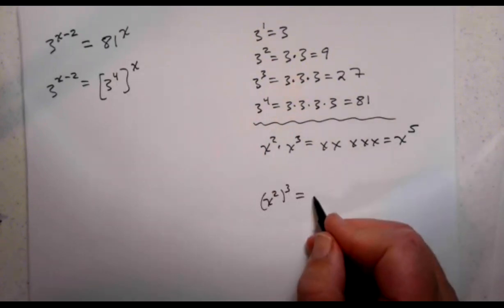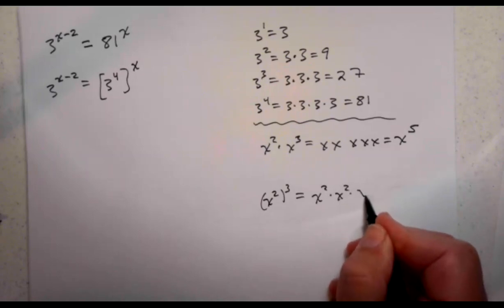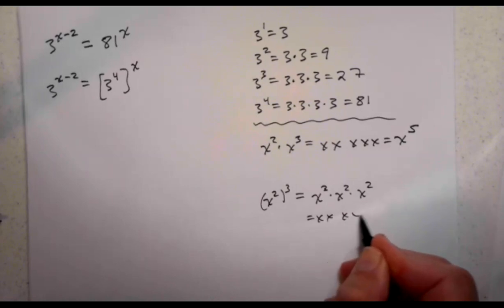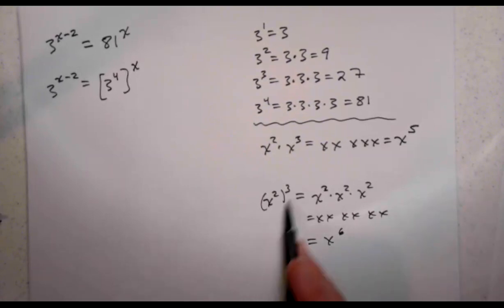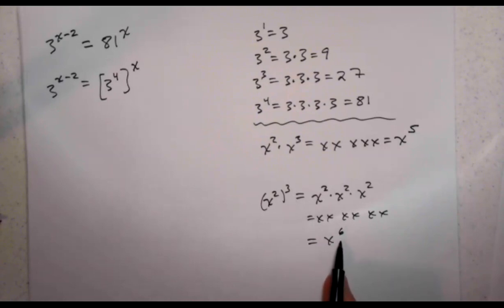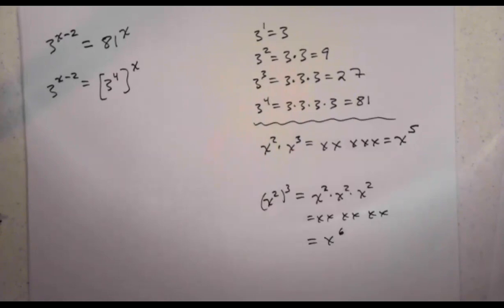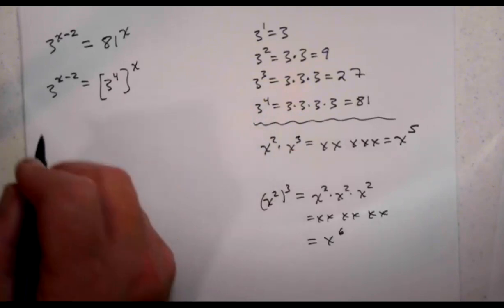X to the second to the third power means x to the second is written down 3 times. Which of course means xx, xx, xx. Putting all those together, we get x to the sixth. So you can see when you raise a power to a power, you multiply the exponents. When you multiply things with the same base, you add the exponents. But think about these examples so that you don't confuse those rules. So here we go next.